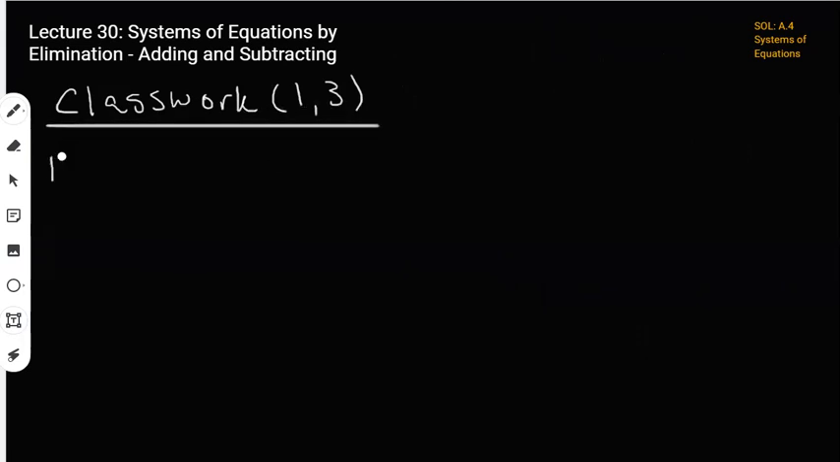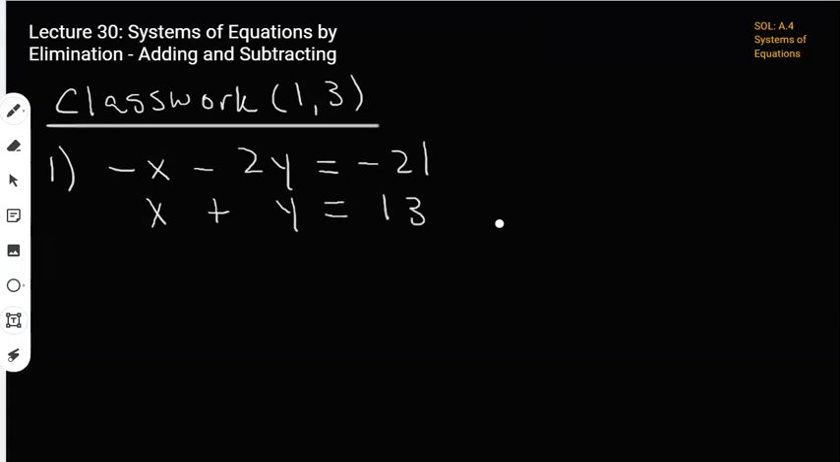So let's try number 1 together. Number 1 says negative x minus 2y is equal to negative 21. That's my first equation. And then the bottom equation is x plus y is equal to 13. That'll be my second equation. So what I want to do is either add or subtract. Now, how do you know which one you're going to choose? You're going to look at the numbers in front of the variables.